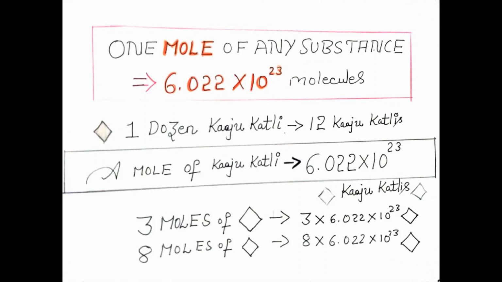So the conclusion is 1 mole of any substance, oxygen, NaCl, water, copper sulfate, any substance, is equal to Avogadro number, 6.022 into 10 power 23 molecules.